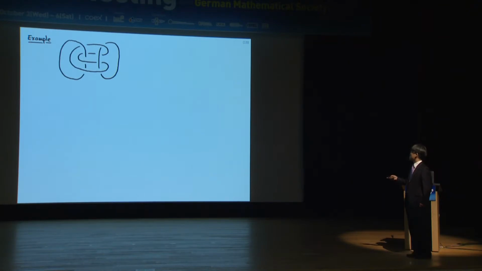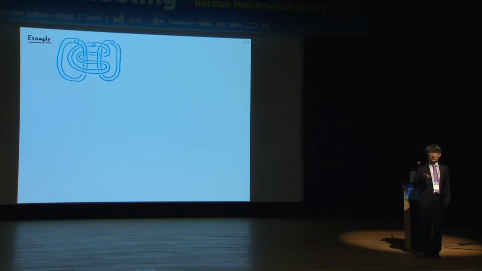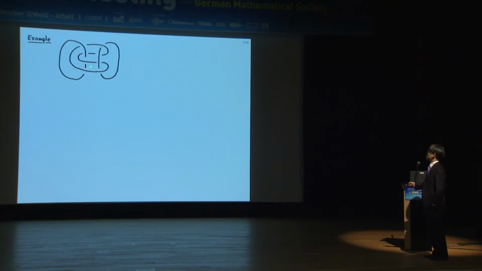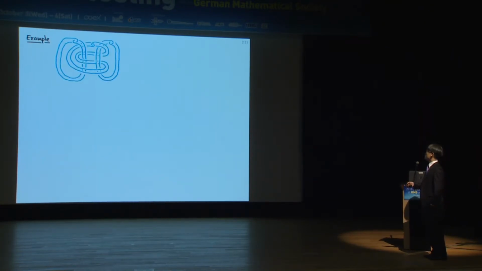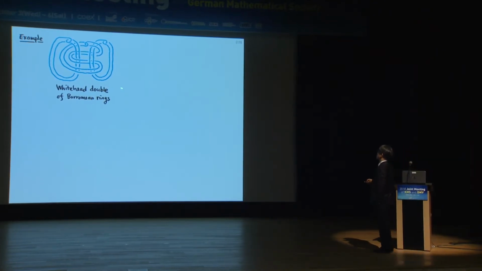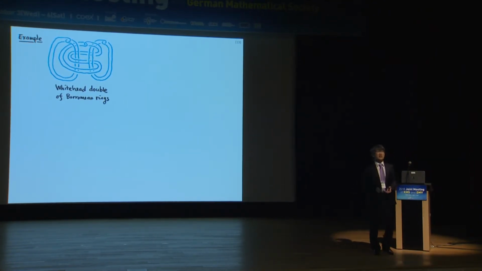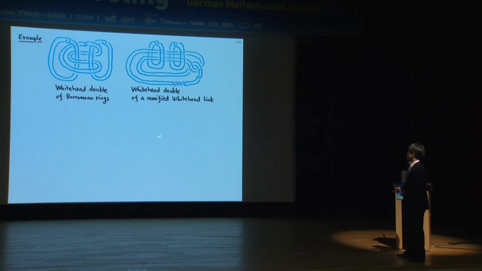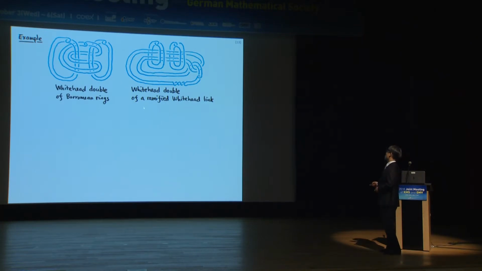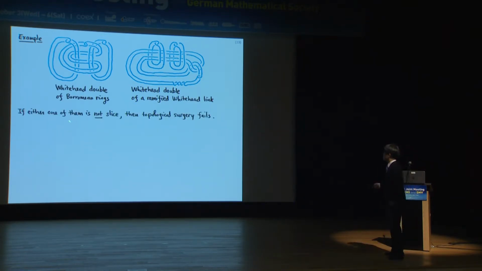So the actual question is about this guy. We doubled each component in a certain way. Originally, for instance, I had this component, but this has now been doubled here. So this is called the Whitehead double of the Borromean rings. Is this slice or not? We don't know. Another example, a Whitehead double of a certain link called the Ramified Whitehead link. This also has 3 components. Is this slice or not? We don't know. Why are we interested in this? Because if one of them is not slice, then an immediate consequence is that topological surgery fails. So can we show that this is not slice?